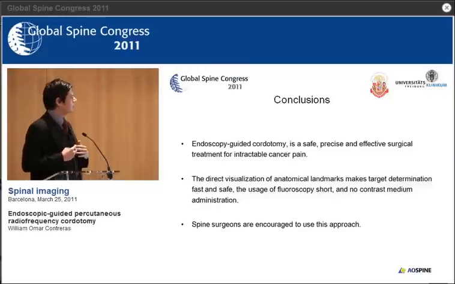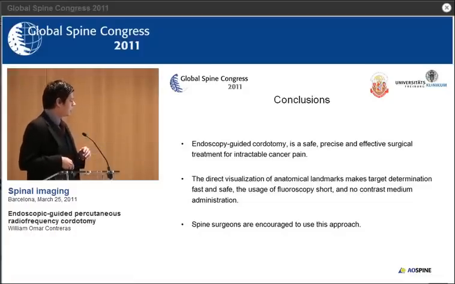So our conclusion is that the endoscopy-guided cordotomy is a safe, precise, and effective surgical treatment for intractable cancer pain, and that the direct visualization of anatomical landmarks makes target determination fast and safe, and the use of fluoroscopy short. You will only use it to identify your space C1, C2, and you don't need contrast medium administration, which sometimes can cause some intrathecal problems.